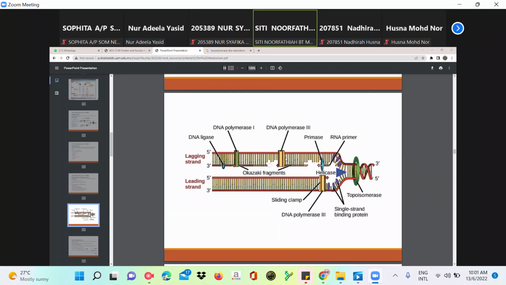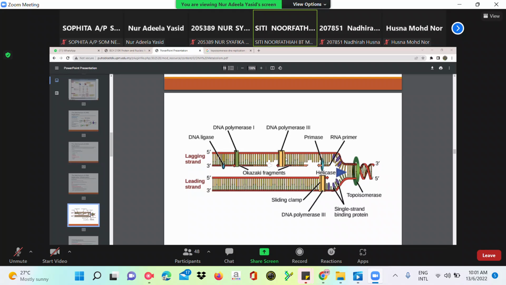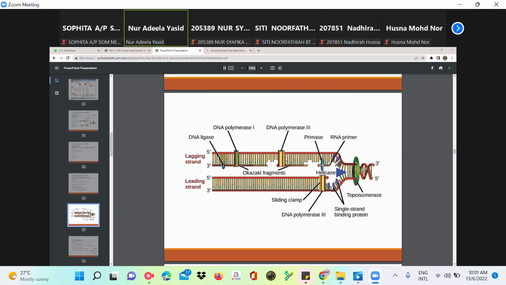Is it preventing tightening of the DNA strand bila dia buka? Lupa lah. Okay, yeah, it could be. That's why nama dia topoisomerase. It helps to unravel, it helps to solve any topological problems.